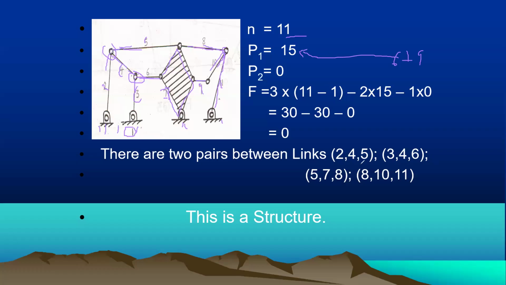So now our J2 is 0. That means that when we substitute in, we have 3 times 11 minus 1, which is 30, minus 2 times 15, which is 30, giving 0. So meaning that there are 2 pairs between links. That's what I'm trying to explain. There are these pairs which I've shown you, and therefore this makes it a structure, not a mechanism. Okay, so that's the structure, not a mechanism.